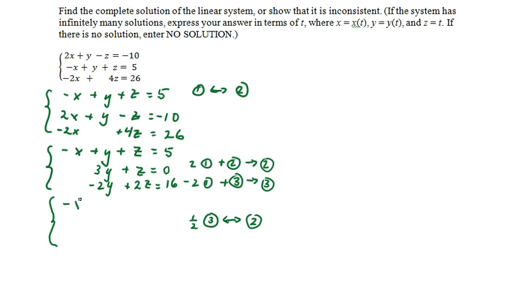So my first equation will be minus x plus y plus z equals 5. The second equation will now be 1/2 of what was the third equation. The opposite of y plus z equals 8. And what was the second equation will become the third equation. So 3y plus z equals 0.